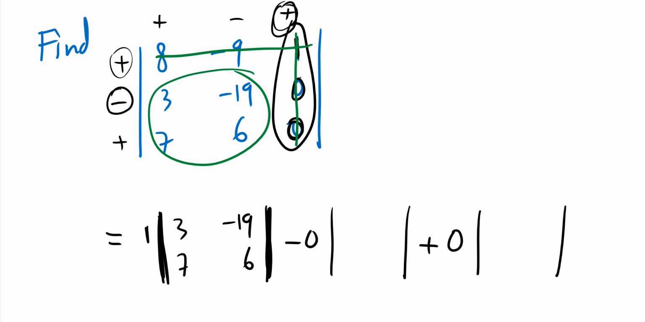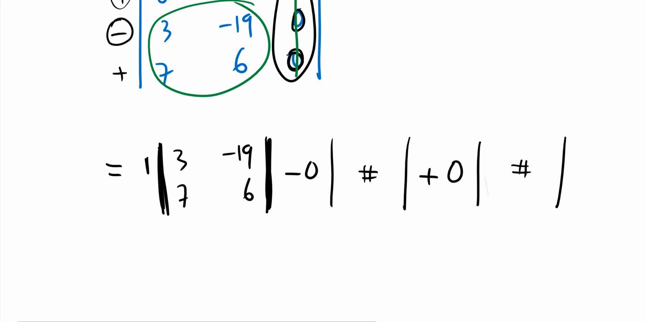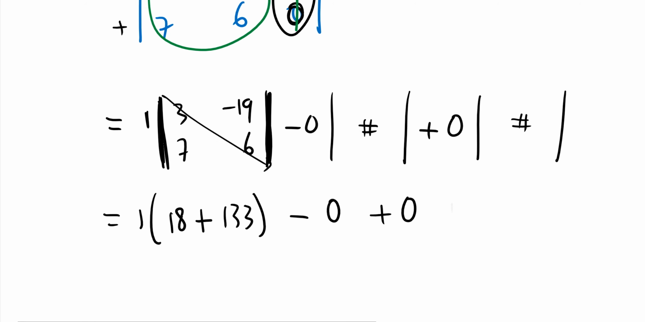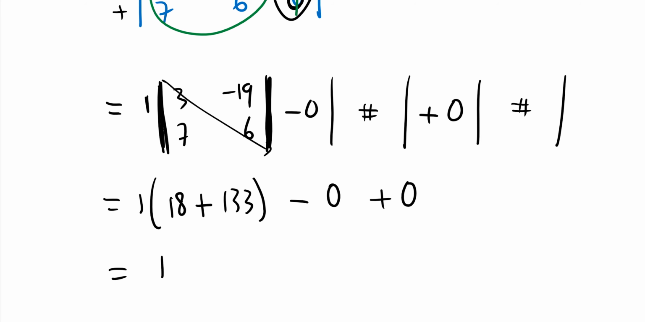And guess what? The other ones, it doesn't matter what you got in here, but if you like to see, I can write it down, but it doesn't matter. Some numbers in here, because at the end the value for that is going to be 0. So 1 times 3 times 6, 18, minus 7 times -19, that becomes positive 133, minus 0 plus 0, there's nothing in there. So if we add that up, we get 151. That's why it's easier to pick columns or rows with zeros in them.